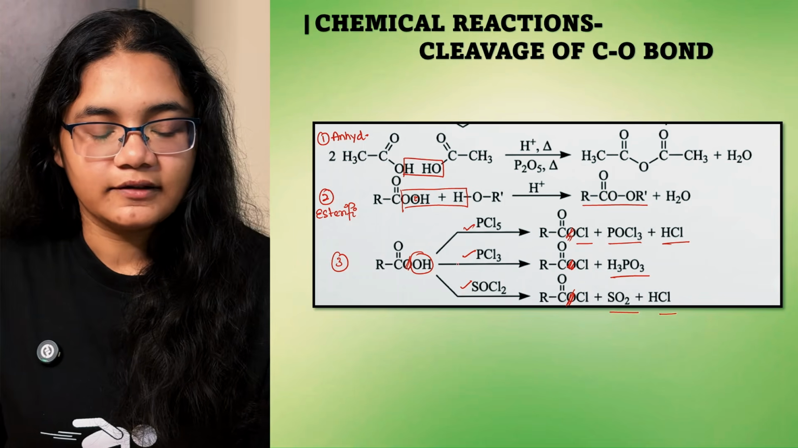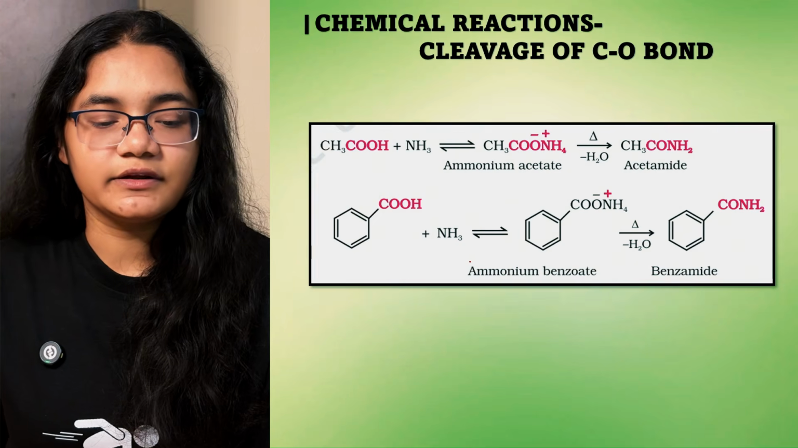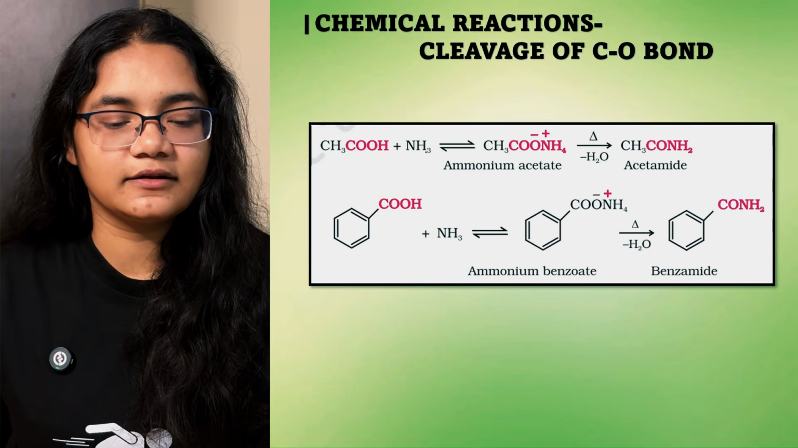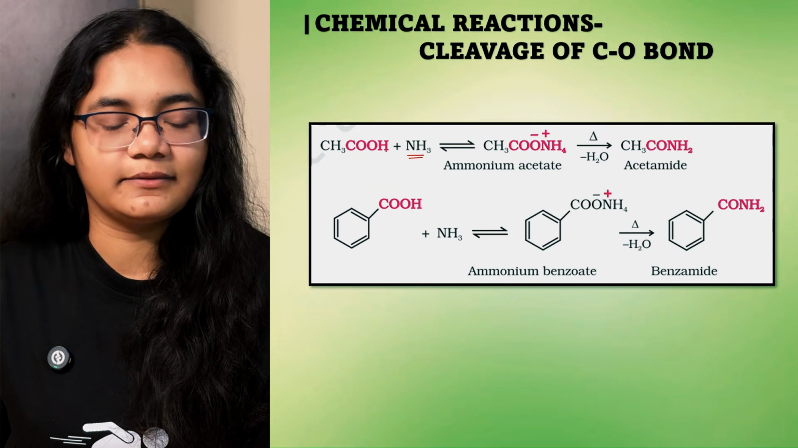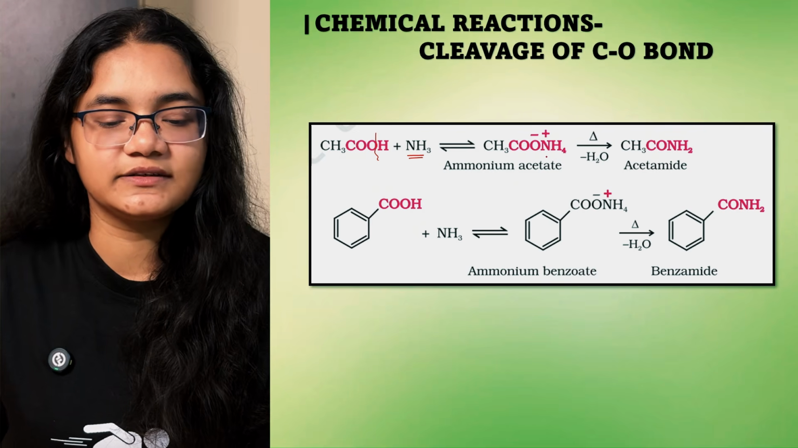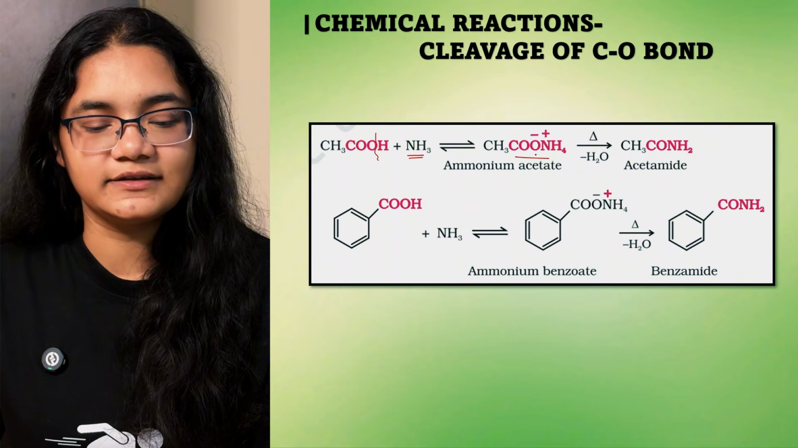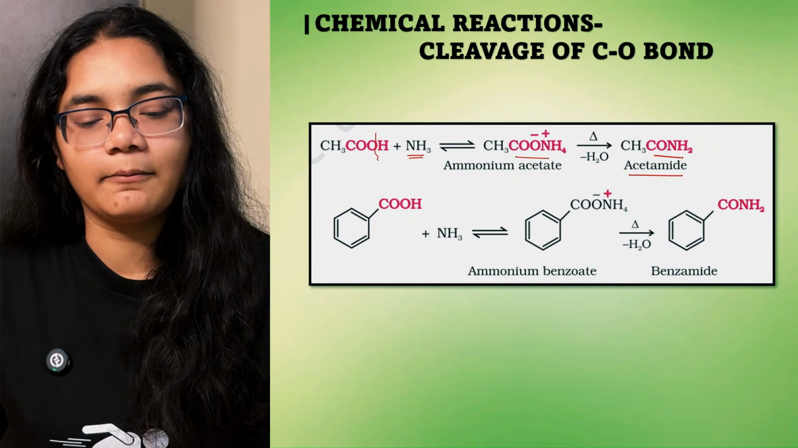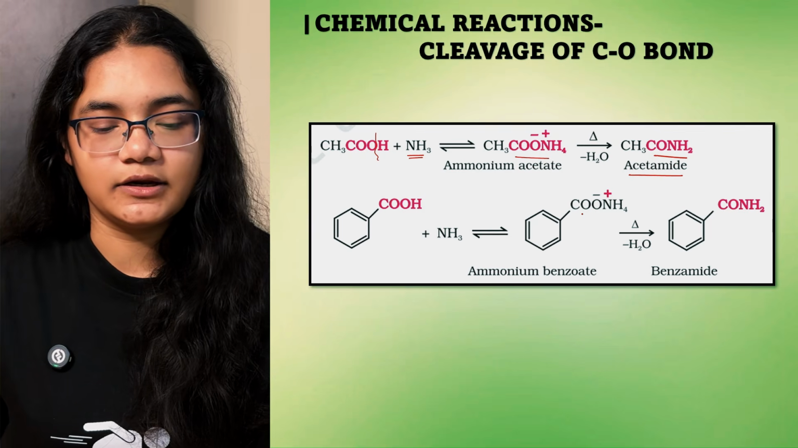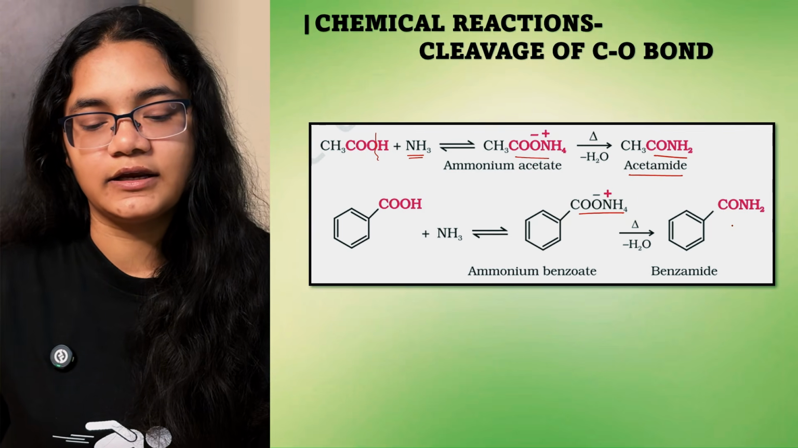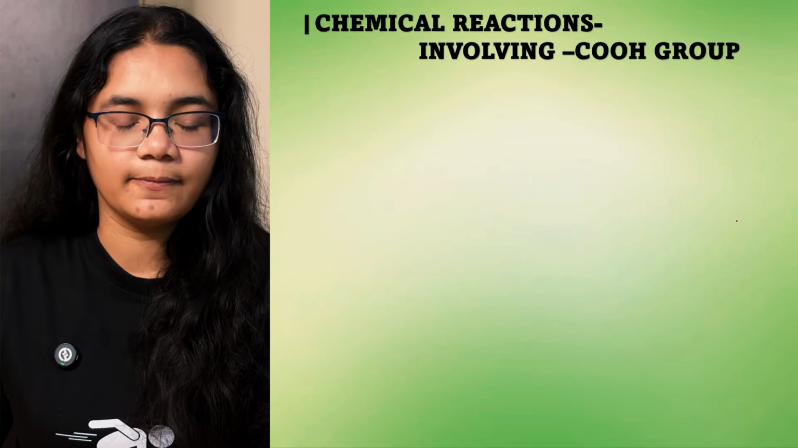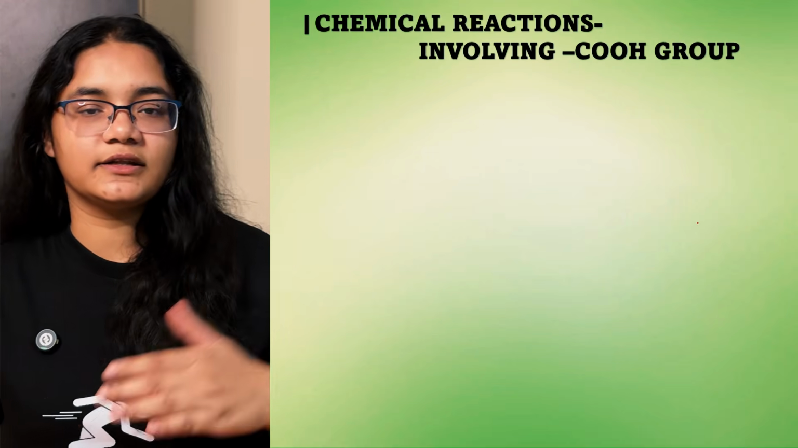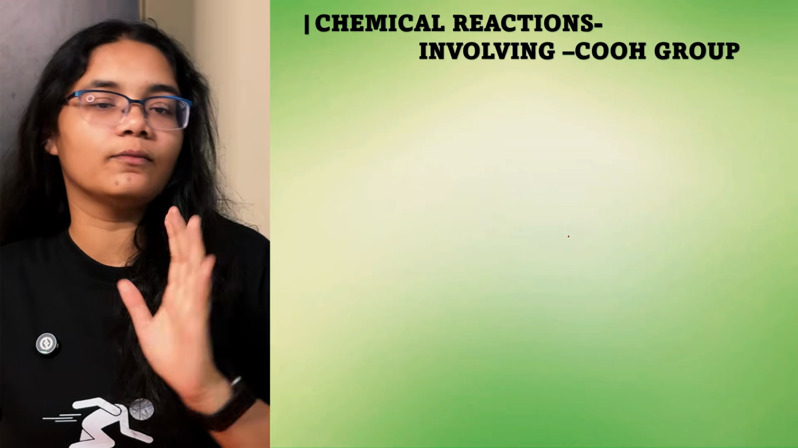Okay. Then the next one was the reaction with ammonia. So what happens here, ammonia behaves as a base, this behaves as an acid, so it donates an H plus, and we get first a salt like this, and after that there is an elimination of water and you get an amide like this. Okay, now similarly here also we get a product like this, after heating we get an amide like this. Okay, so these are the reactions where the C-O bond is cleaved.